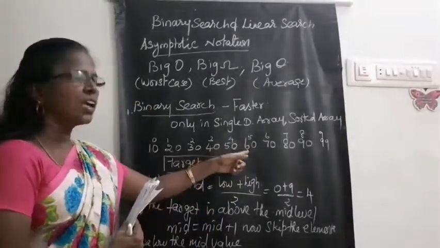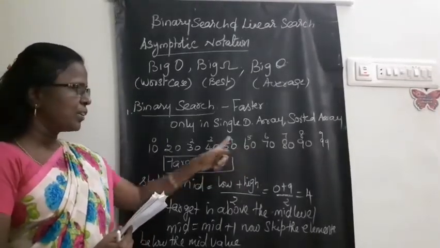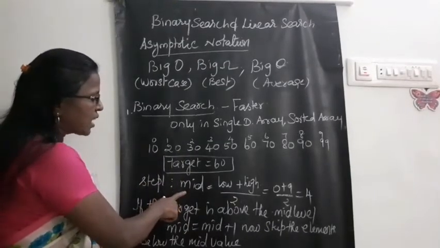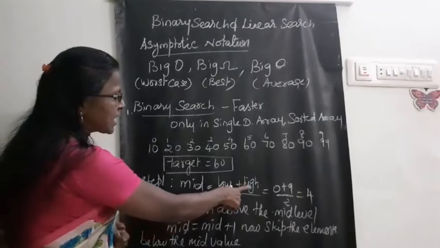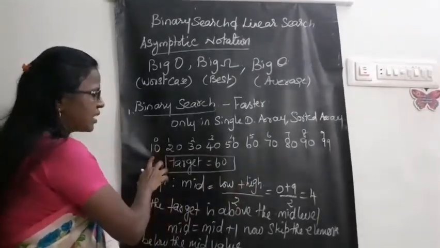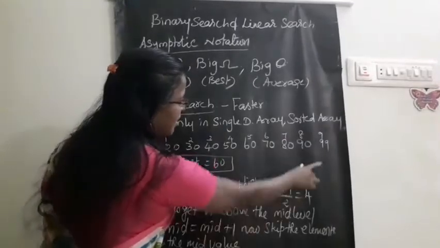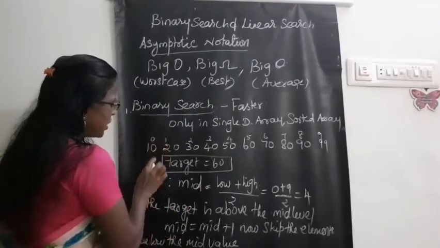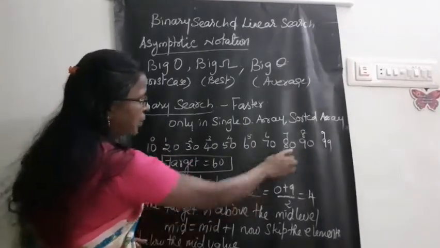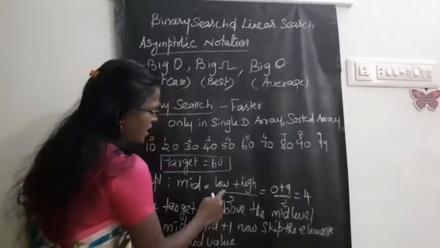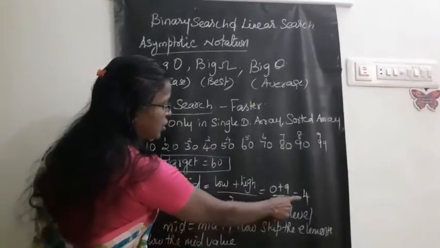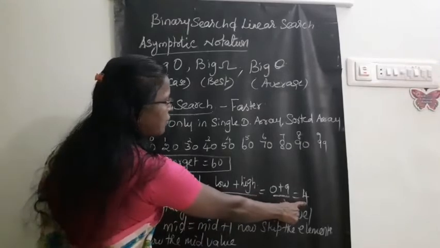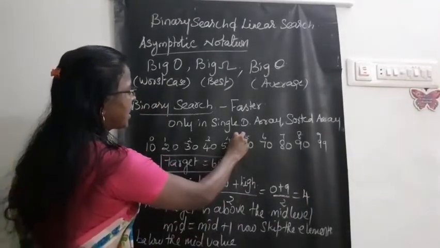How do we find where the target element is? That is the problem. First step: mid value is equal to low plus high divided by 2. The lower bound is 10 and the upper bound is 99, but first consider the indexes. The lower bound index is 0 and the upper bound index is 9. So 0 plus 9 divided by 2 is 4. Now the mid value we gained is index 4.